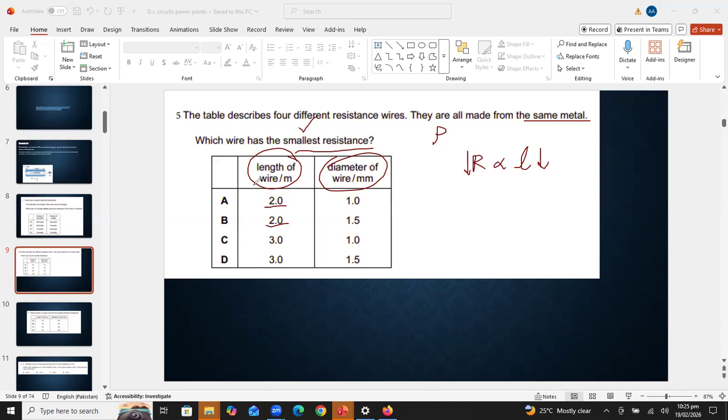And what about the diameters? As I told you, there is an inverse relation between resistance and diameter square. So if I want to decrease the resistance, because we have to find the smallest resistance, then the diameter should increase. Well done everyone. B is the correct answer. Well done, beta. B is the correct answer. Understood? Ishal, are you understanding? Yes, Ishal.